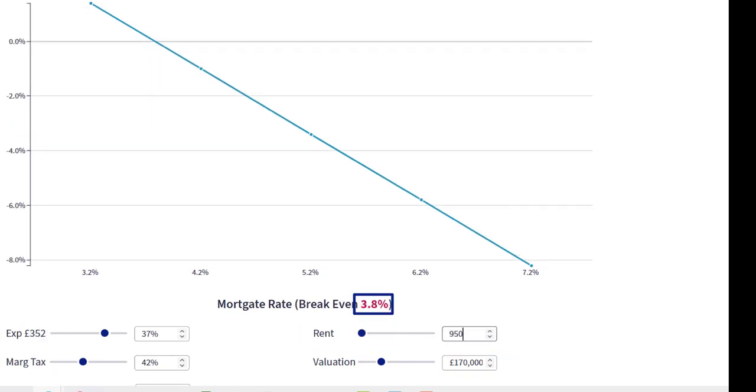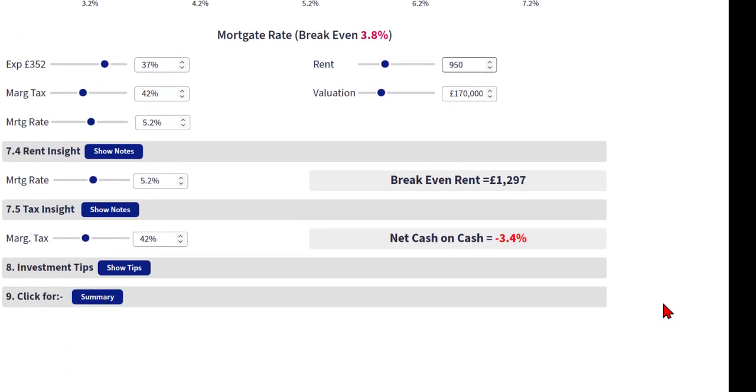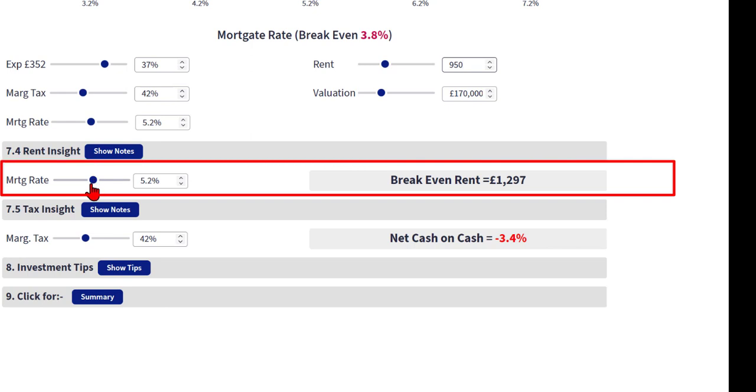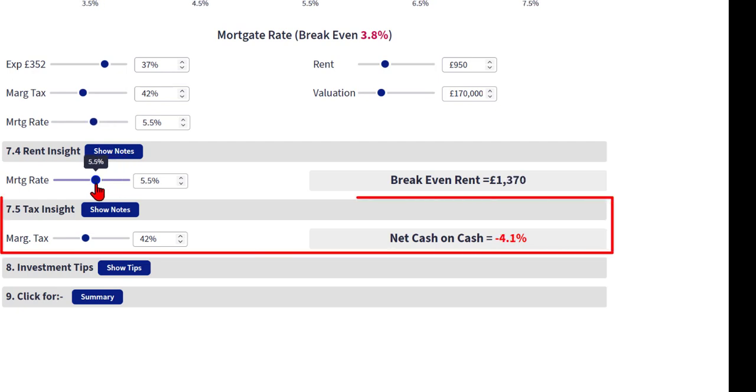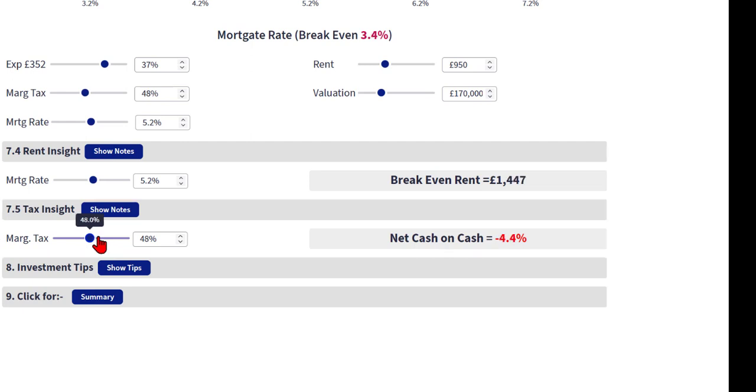We can then take a look and see what is the rent that we would need to charge to cover any given mortgage rate. I really want to reiterate tax. In 7.5 Tax Insight, we can see just how dramatic the effect is of changing the marginal tax rate. Finally, by clicking on Summary, we can see all the key statistics.